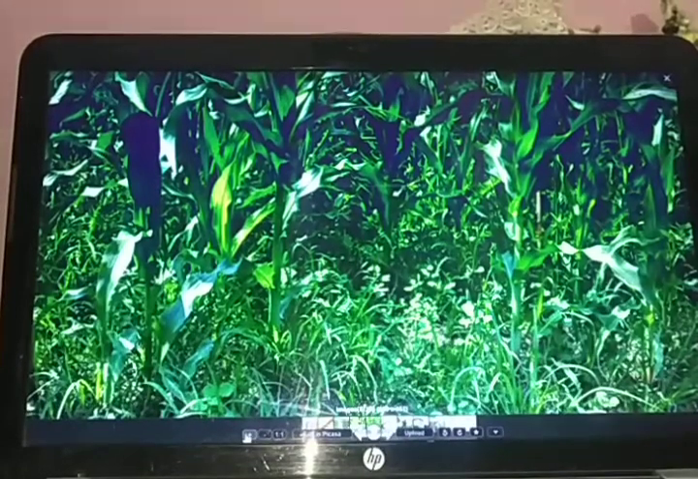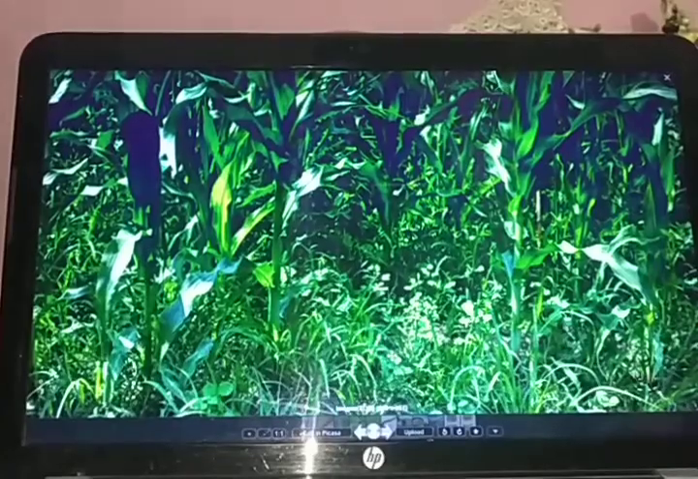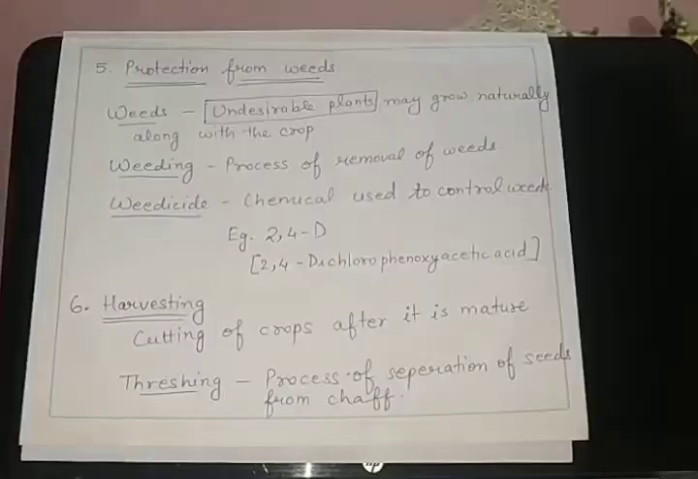Can you see here the plant of maize, right? And under it there are many weeds, many grasses, unwanted plants. These unwanted plants will be called weeds, not the maize, right? Because these plants have grown naturally by themselves. They have not been grown by the farmer. They are going to be called weeds.